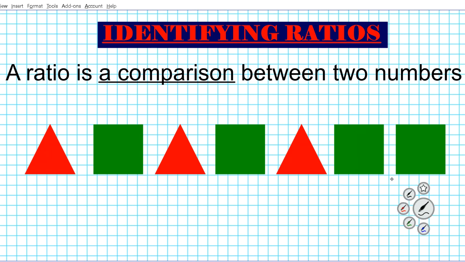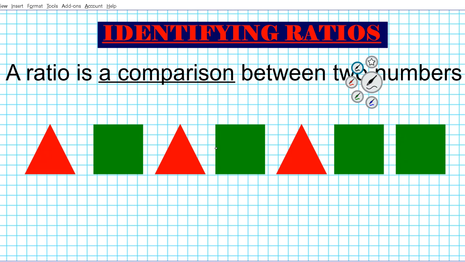In this clip, we're going to be going over how to identify ratios. Now, what is a ratio? A ratio is a comparison between two numbers. We're going to be applying that definition in comparing the objects that we have below. We have triangles and squares here. So let's see how we can compare them with one another using ratios. We're going to start by considering how the number of triangles compare with the number of squares.